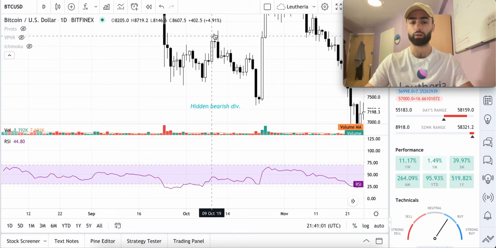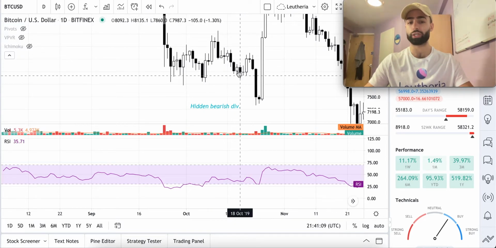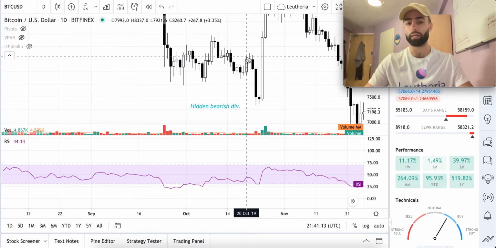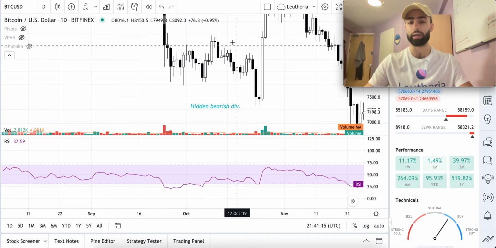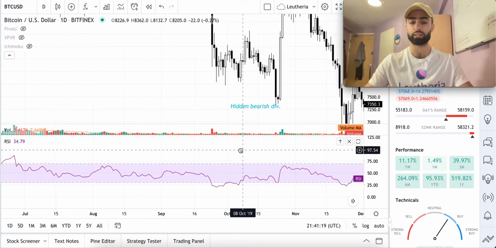We have a low right here, we come up, we come down, we form another low right here, then we form a high on the same candle, and then we push down for a lower low. Then we push up again. Right here, we have a lower high in comparison to this one. But what is the RSI telling us in this scenario?